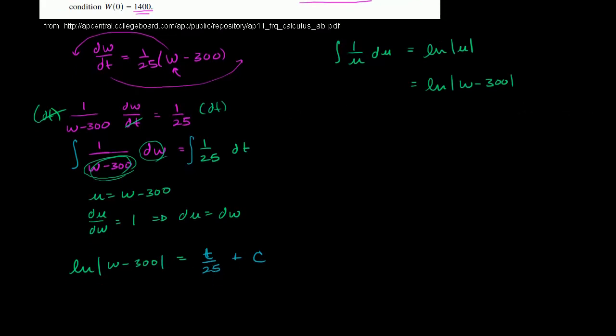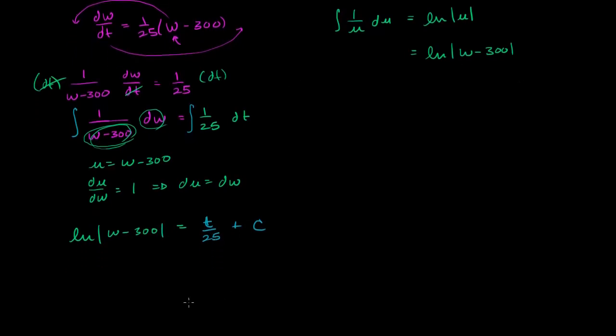Now, we've gotten pretty far. We want to solve the particular solution. Right now, we only have this constant, and we also haven't written w as a function of t just yet. It's implicitly expressed. This is more of a relationship than a function right now. So the first thing we can do is try to solve for c.